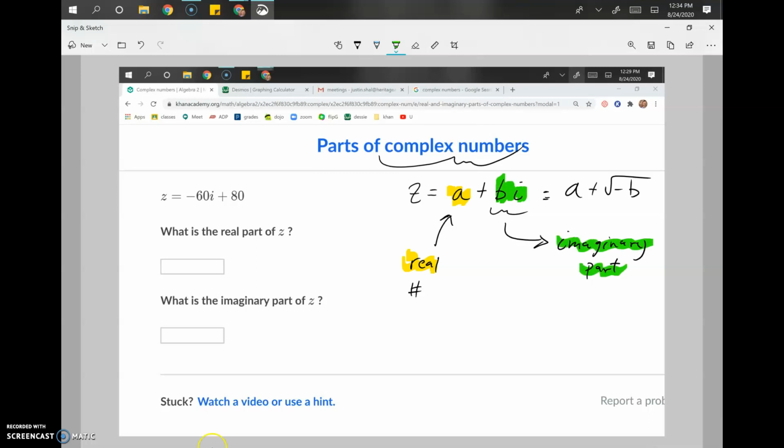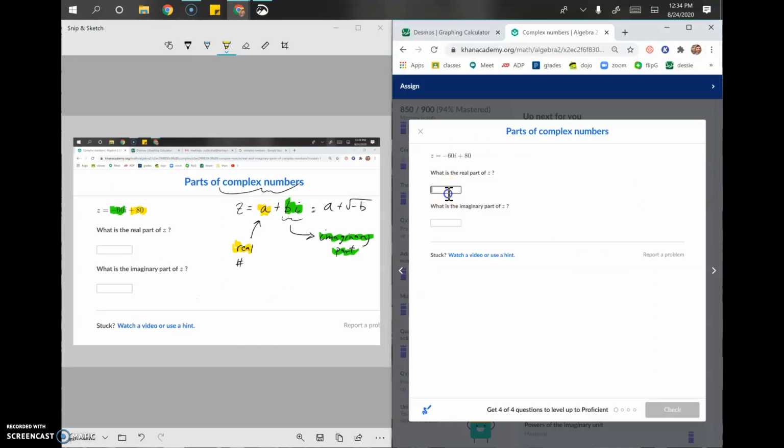Cool? All right. So we're looking at this. We want to see, where's the i? The i is here. So negative 60 is the imaginary part, and the real part is 80. And I'm just going to type that in. So the real part was 80, and the imaginary part was negative 60. We don't need to include the i, so we know that it's the imaginary part. That's kind of important here.